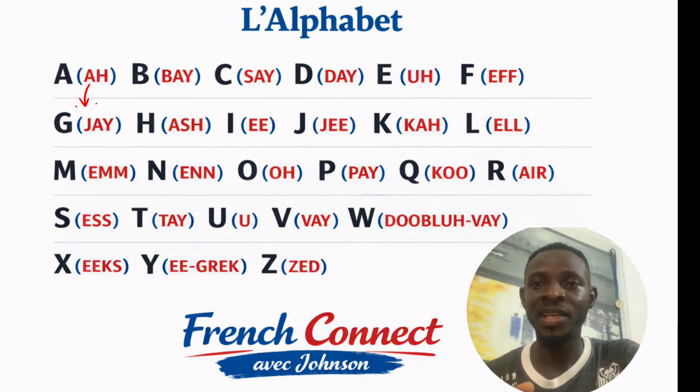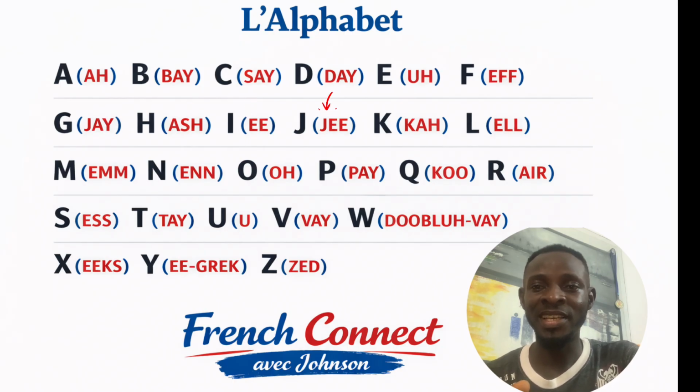Okay, so moving on to the next, we have G. G. So our G in French is pronounced differently from the letter G in English. So after G, we have H. Ash. That's our letter H. Then we have I. That's our letter I.